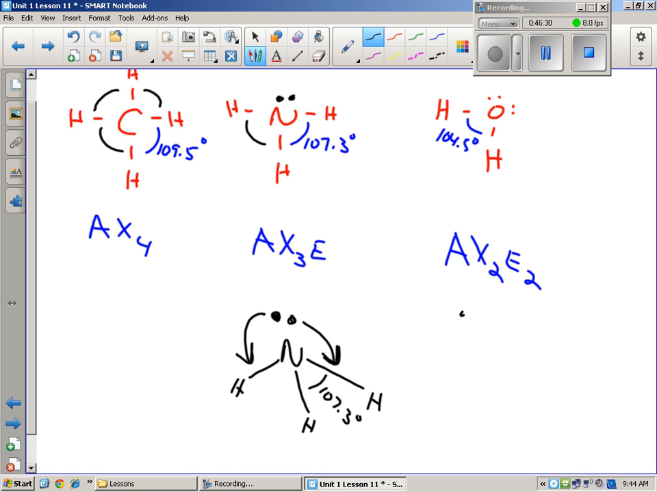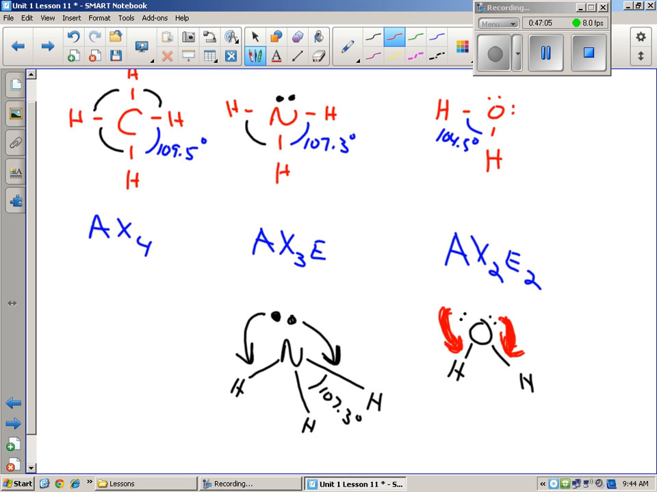Guess what? Two lone pairs. By the way, you quite often see water drawn like this. So water has two lone pairs. The repulsive force is even greater from those two lone pairs. They push even more on those bonds. That's supposed to be a fat arrow.